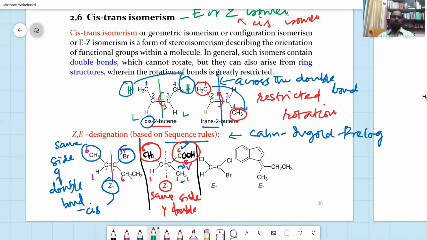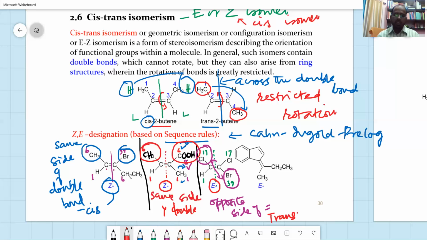Okay. And the next example, you draw the line across the double bond. This is 1 and this is 17 and this is also 17 and this is 39. So if you look closely, the heavier group is on this side. On this side, the heavier group is this one, bromine with 39. So they are on opposite sides of the double bond. Therefore, this conforms to E configuration, which is nothing but trans.